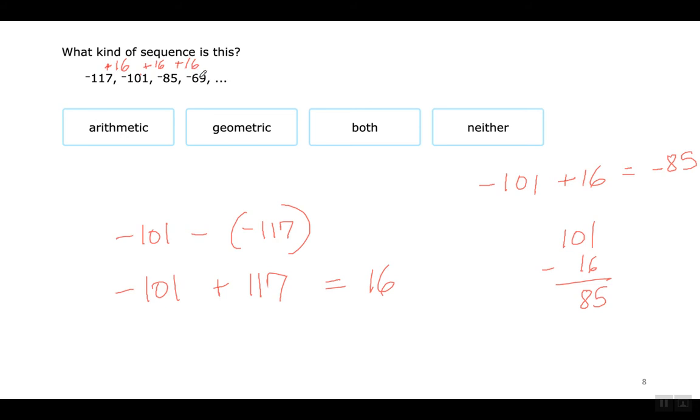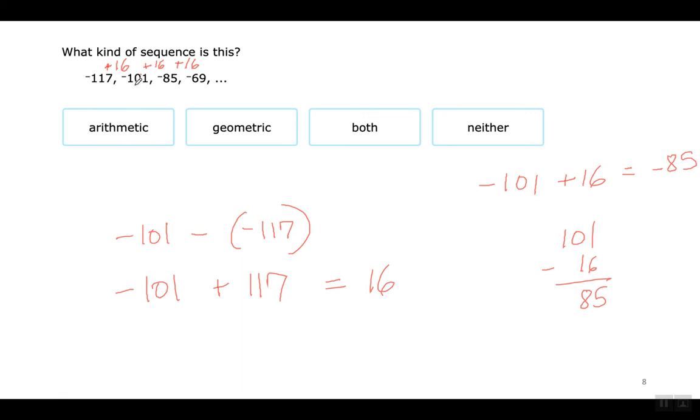So do this, like this number minus negative 85, or negative 85 minus negative 101. Okay? Si no están seguros cuál número, si se están sumando el mismo número cada vez, pueden restar cualquier número en la secuencia menos el número que viene directamente anterior de ese número.